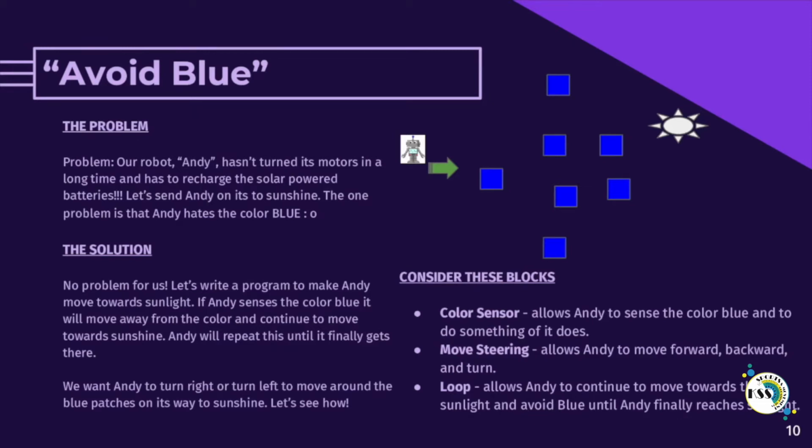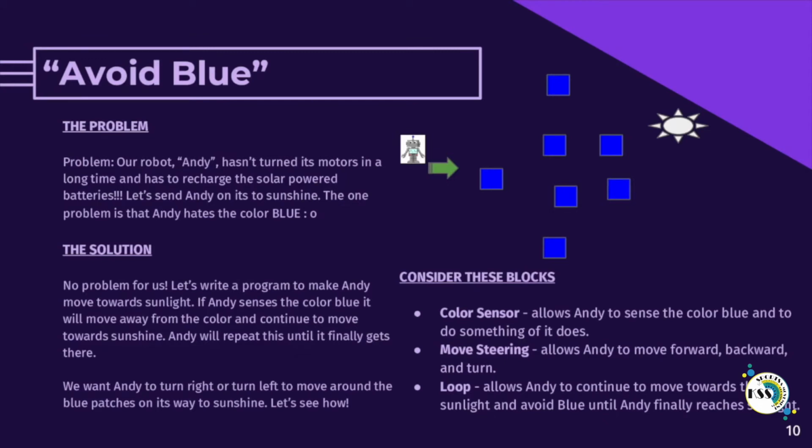Let's write a program to make Andy move towards the sunlight. If Andy senses the color blue, it will move away from the color and continue to move towards the sunshine. Andy will continue to repeat this until it finally gets there. We want Andy to turn right or turn left to move around the blue patches on its way to the sunshine. Let's consider these blocks.